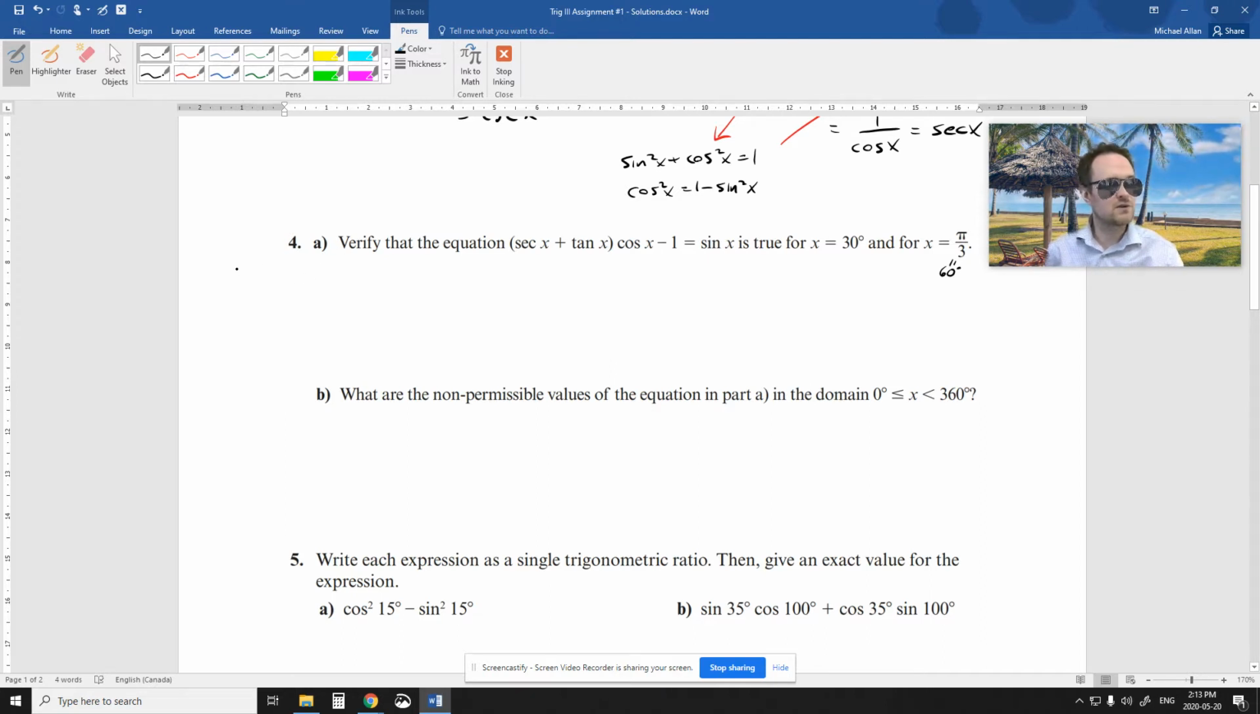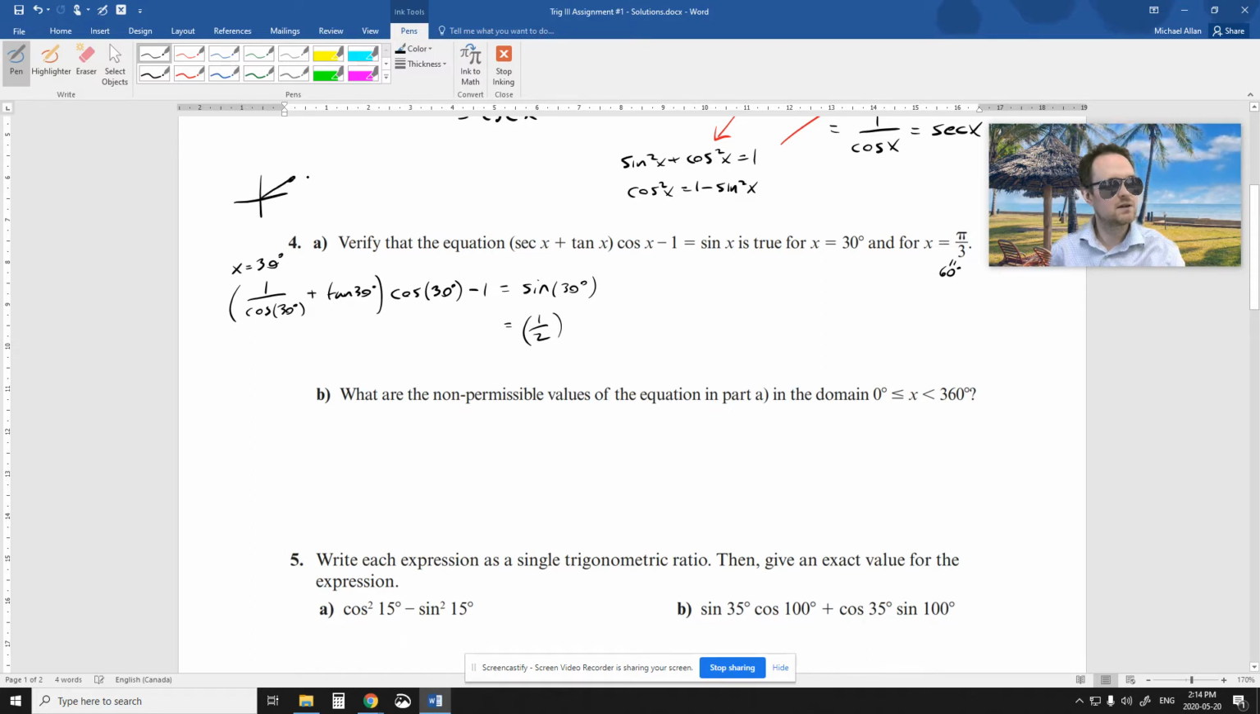So first of all, let's do it for 30 degrees. I'm going to have secant, but secant is the same as 1 over cos 30 degrees. So I'm just going to write that out. Plus tan 30 degrees times cos 30 degrees, and then there's going to be a minus 1 here. And then I want to see if that is the same as sine 30 degrees. Sine 30 degrees is easy. That's a half, just from the unit circle.